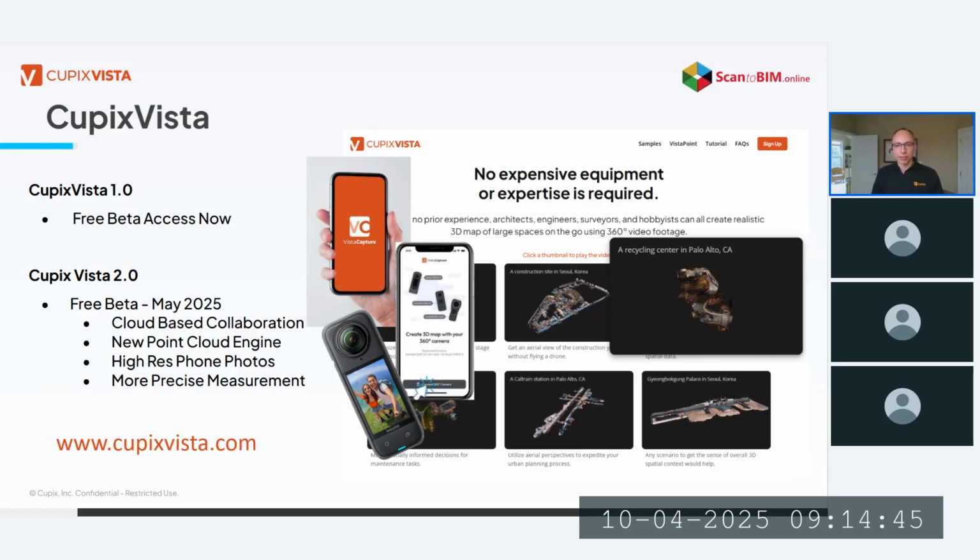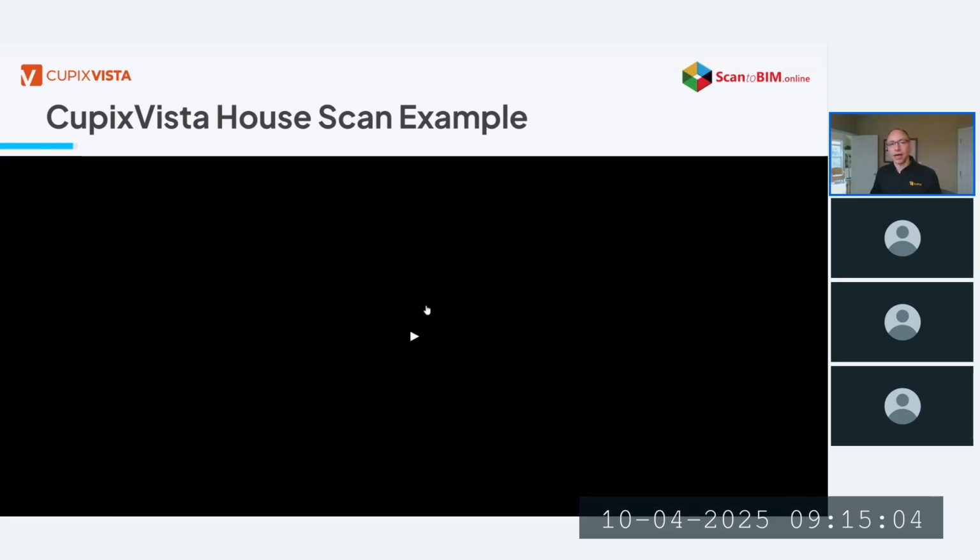And then more precise measurement as well. So you can make measurements in Vista. And of course, once you put it into Scan-to-BIM.Online, you'll get everything back dimensionally sound as well. So this is sort of the main slide with the description of what the product is, but I'm going to dive more into just showing you what it looks like.